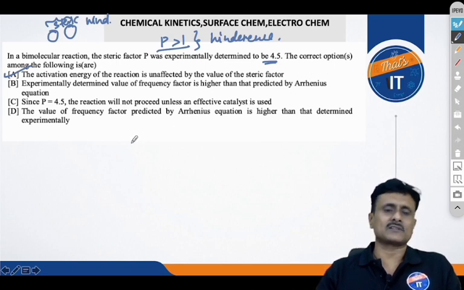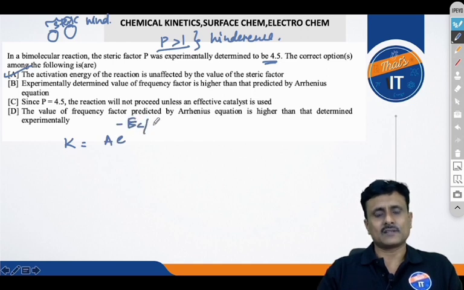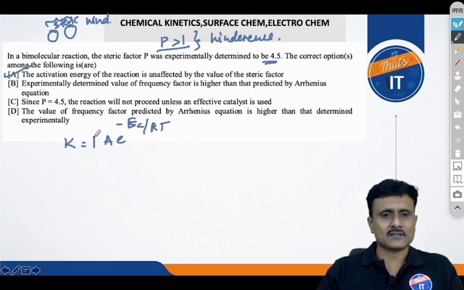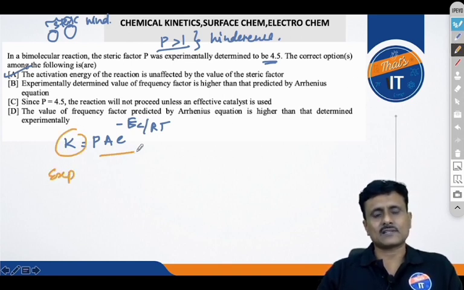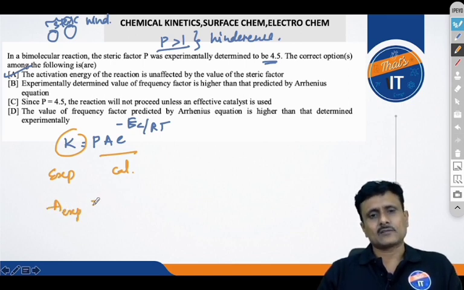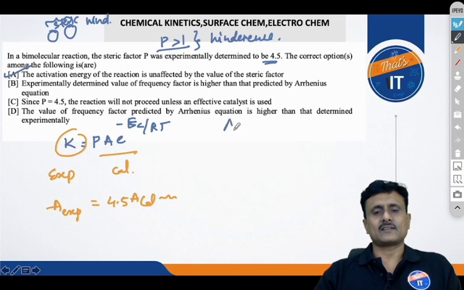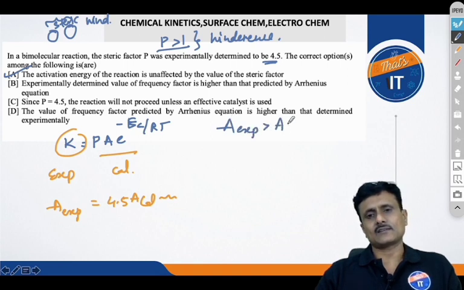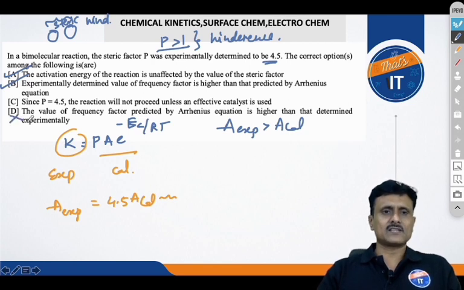experimentally determined value of frequency factor is higher than that of predicted value. Let's write that expression, right? We know the normal form of the Arrhenius equation, but when the steric factor comes, this will come into picture. And left side values are experimental values, right side values are calculated values. Therefore, when I substitute here, A experimental is equal to 4.5 times of A calculated. Therefore, you can see clearly that experimental Arrhenius factor is greater than that of calculated Arrhenius factor. So this makes sense, isn't it? So when this B is making sense, D cannot make sense, because this is in contrast to B.